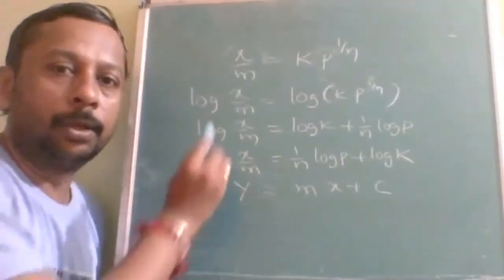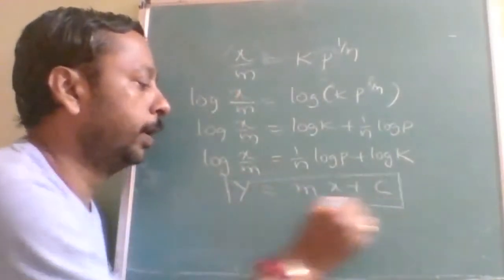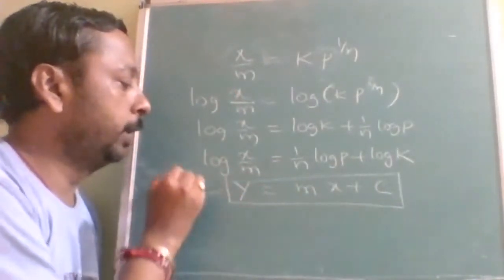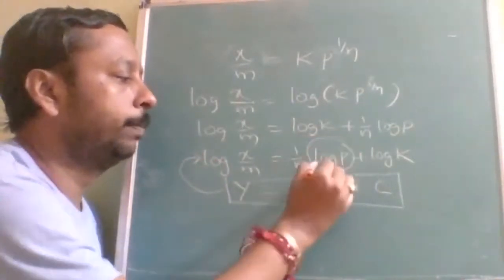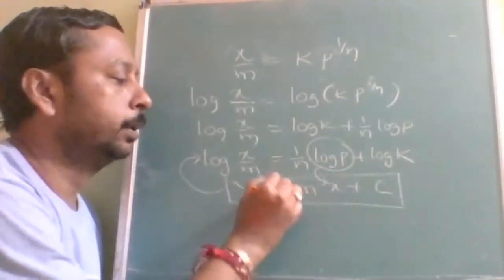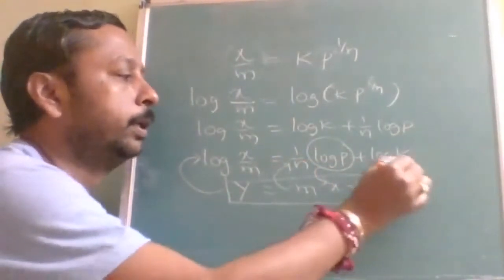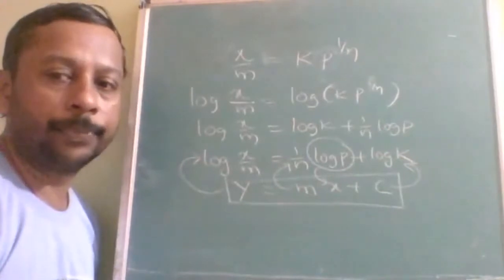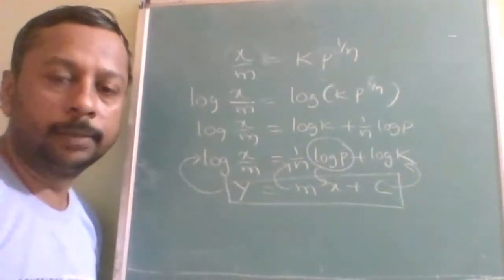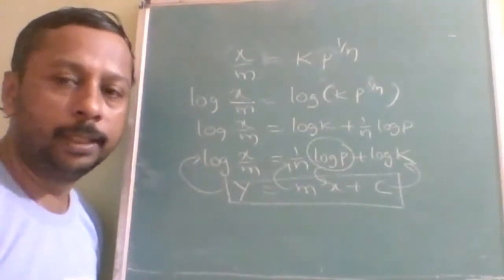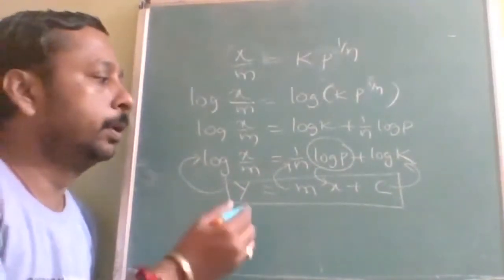So what are the values here? I should take log(x/m) on the y-axis and log P on the x-axis. Then the slope of that line is going to be 1/n, and the intercept is going to be log k. So this is y = mx + c. Understood? Now I will draw the graph.